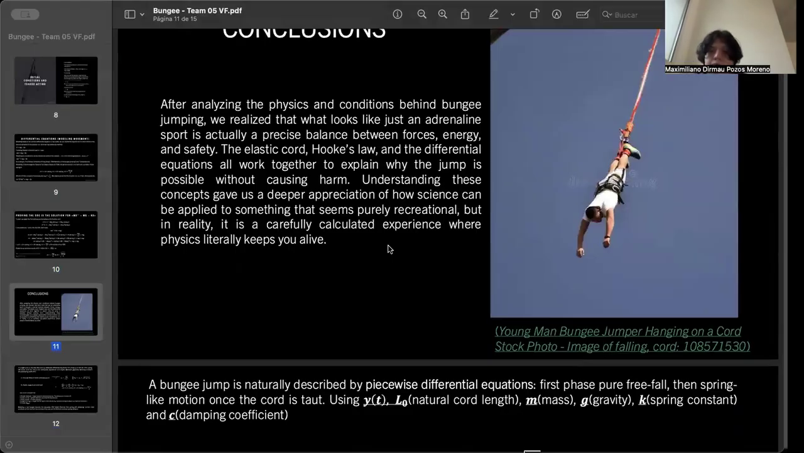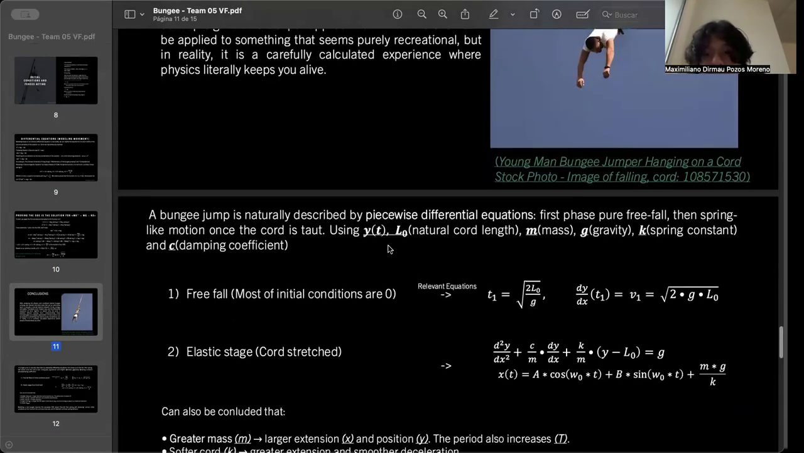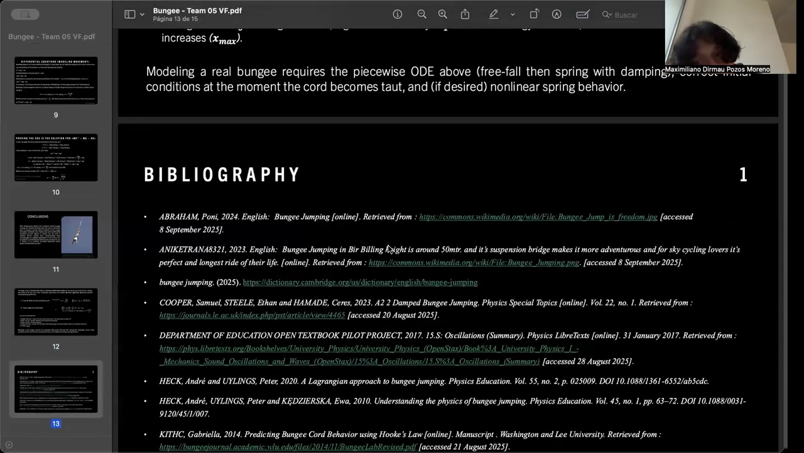So to conclude, bungee jumping is not just an adrenaline sport. I mean, it is, but it's not only that. It's a perfect example of physics applied to real life. If the person who designed it doesn't know physics, the person who is jumping is cooked. We saw how gravity and elasticity interact, how Hooke's law guarantees the rope can absorb energy safely, and how the differential equation can predict the jumper's motion. What I personally take from this is that science is literally what makes bungee jumping possible and safe. It's a great reminder that behind extreme sports, there's always math and physics working silently in the background to protect us.